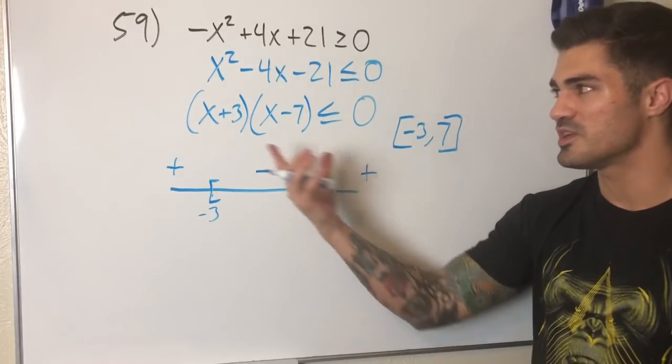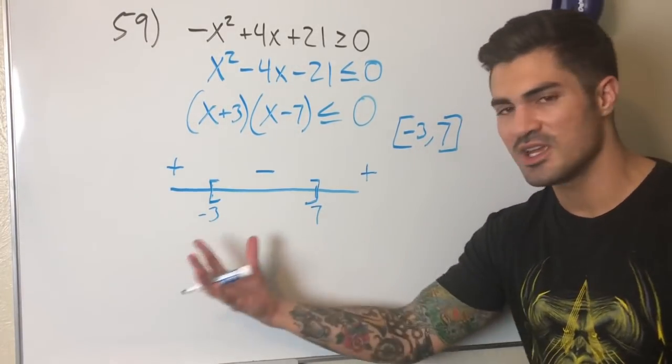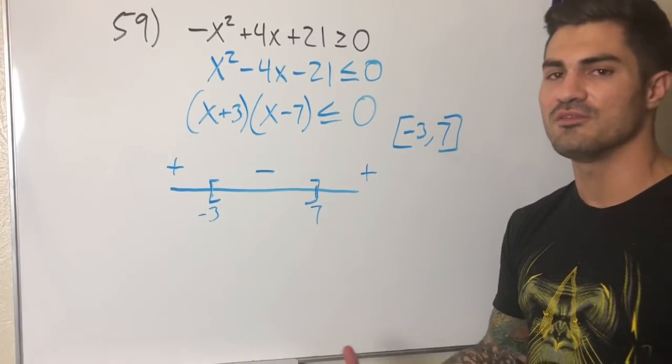But that's the process. You want to get it down to its fully factored form. Set up a number line, put your zeros and test values around your zeros to see what intervals you're positive and what intervals you're negative.